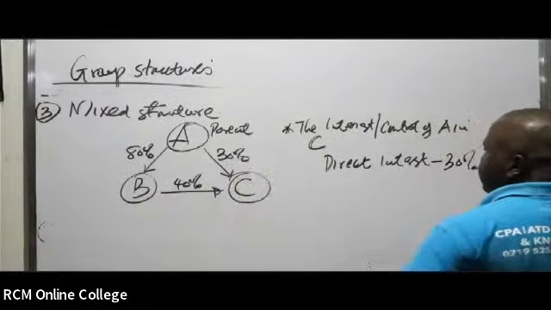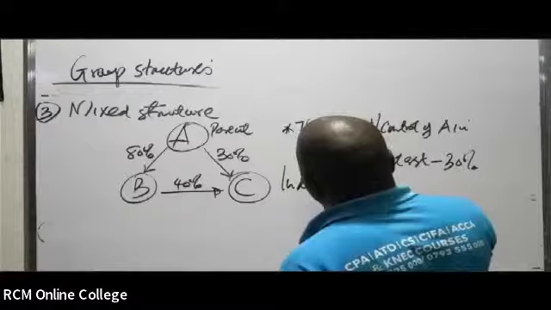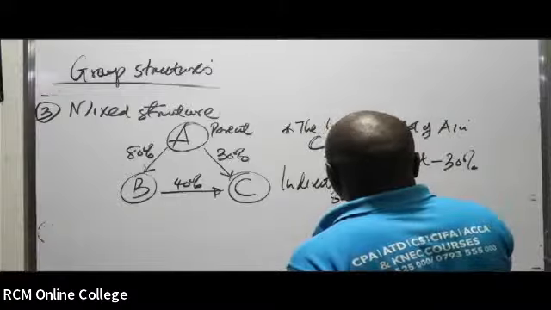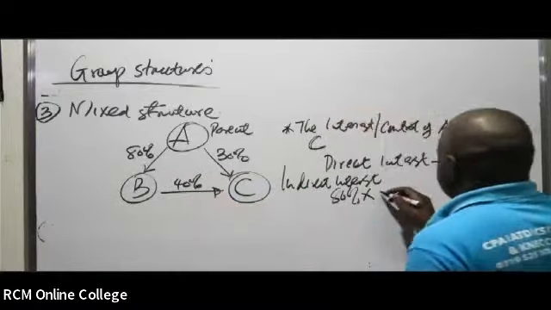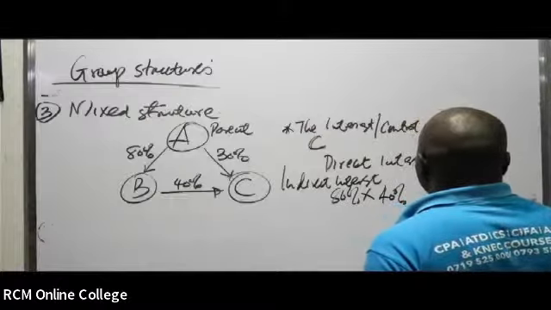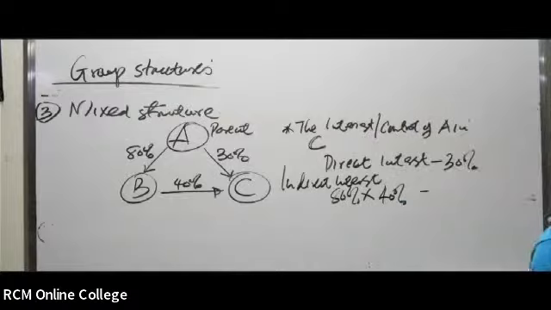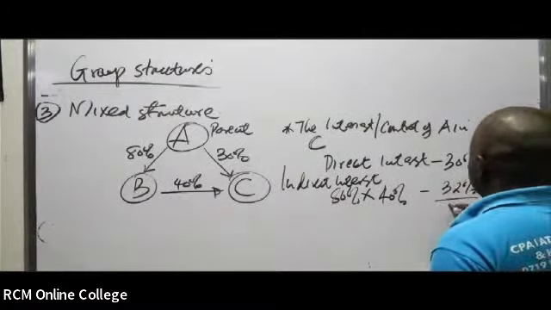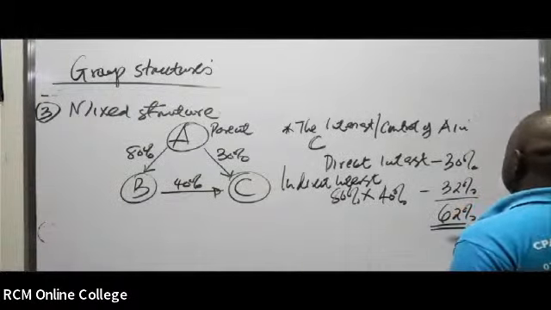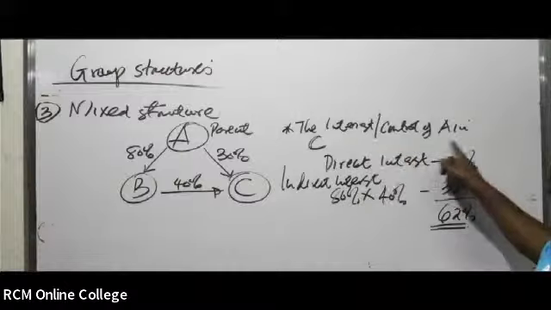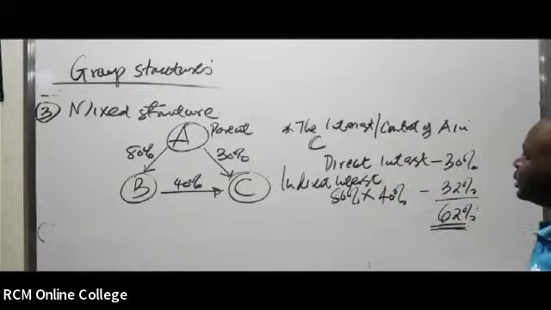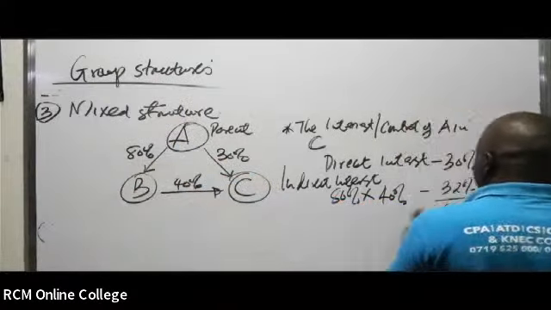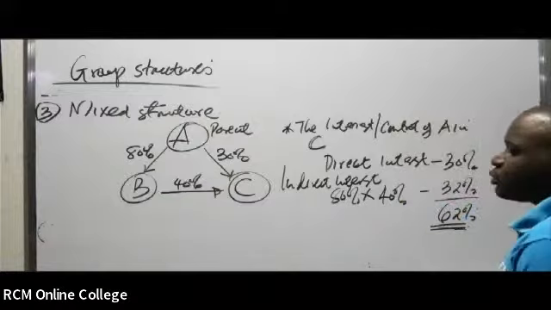But now the indirect interest will actually be 80%. You multiply by 80%, you multiply by 40%. So it actually ends up coming to what? 32. This is 32, so it will come to 32%. And then in total, it is actually 62%. So the interest of A in C is actually 62%. The direct one is the 30%. But now the indirect one, it goes like this. So 80% by this, so you'll be able to get 32. The total of the two comes to 62%.